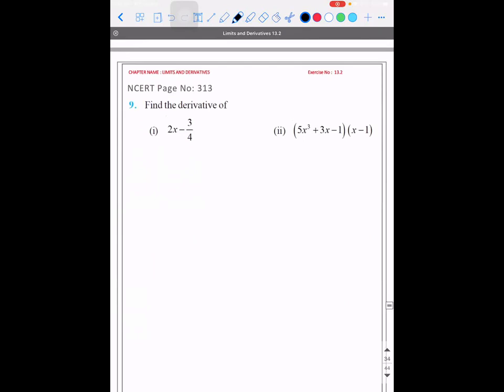Find the derivative of 2x minus 3 by 4. Directly tell me. It is 2. For this one, what is the answer?